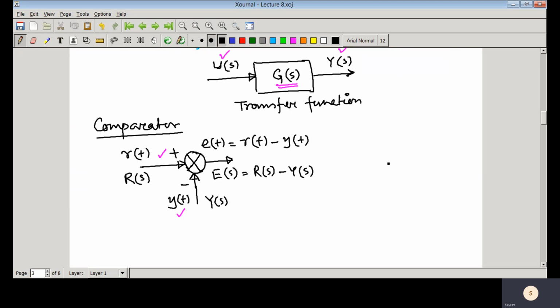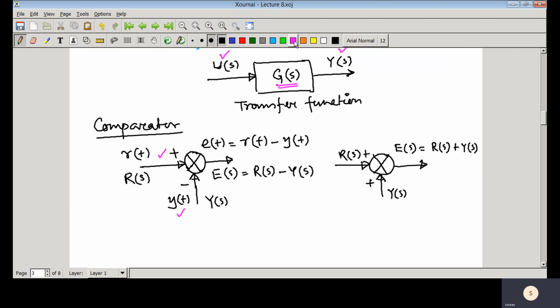Similarly, if both signals are added, so suppose R(s) and here Y(s), I am not taking that time domain expression here, so it is just the same as the first one. So what is E(s)? E(s) equals R(s) plus Y(s).